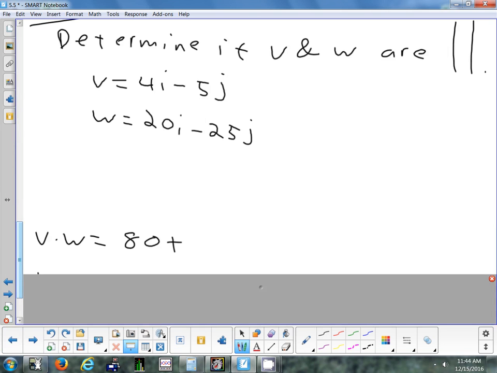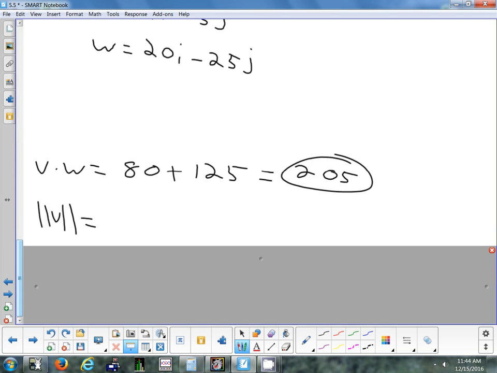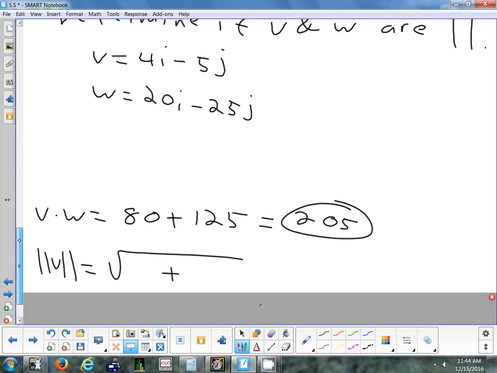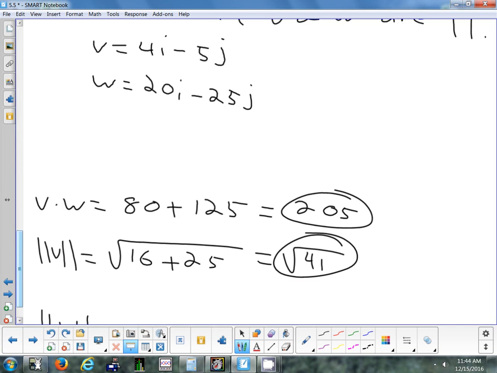Yep, 125. If I add up 80 and 125, I get 205. Okay, that's the dot product. Now let's find the length of V. John, how do I get the length of V? 4 squared plus -5 squared. And what's 16 plus 25? 41. Length of V.